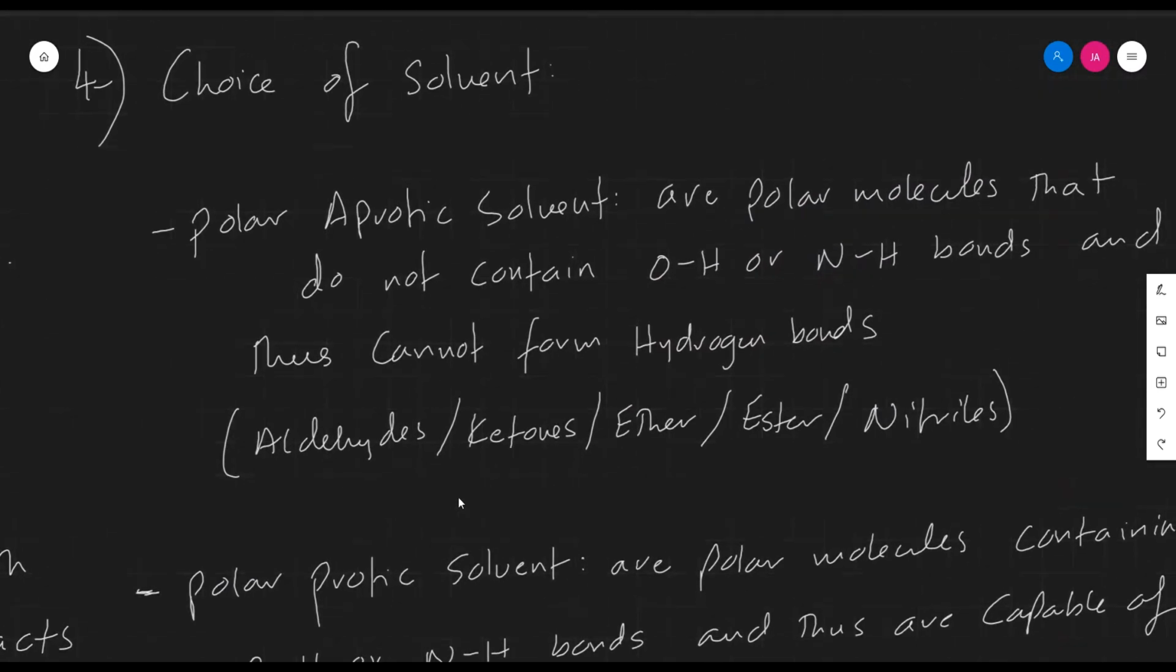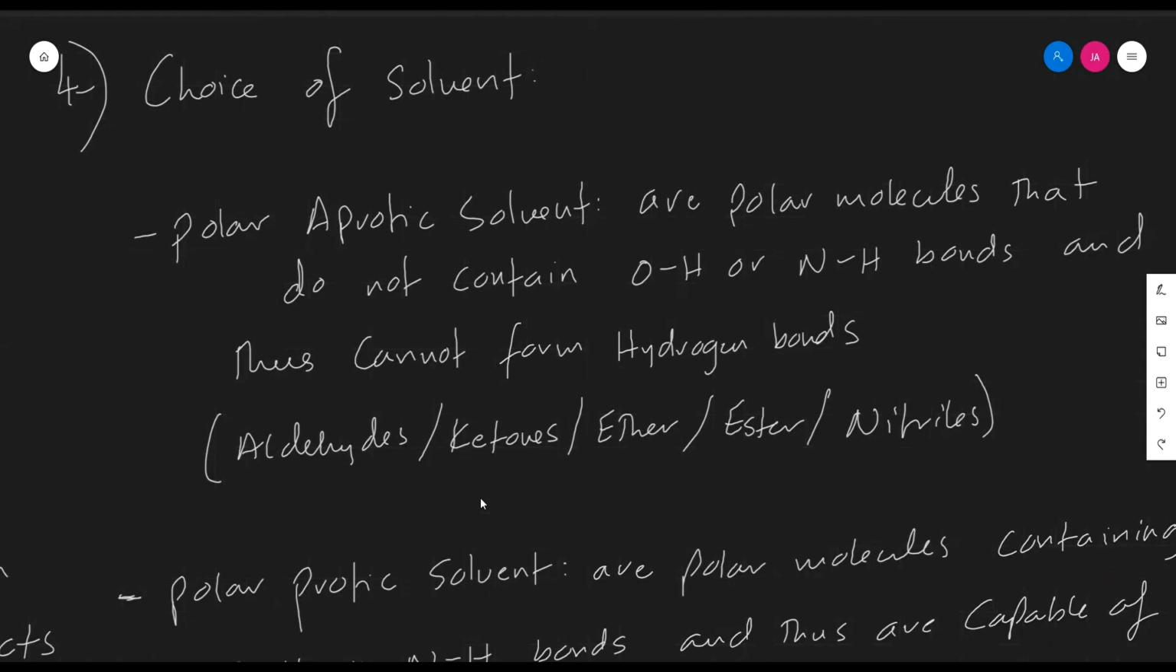The last factor affecting the rate of nucleophilic substitution reactions is the choice of solvent. At this point, I would like to define what a polar aprotic solvent is and what a polar protic solvent is. A polar aprotic solvent is a solvent in which the molecules do not contain OH or NH bonds and thus cannot form hydrogen bonds.